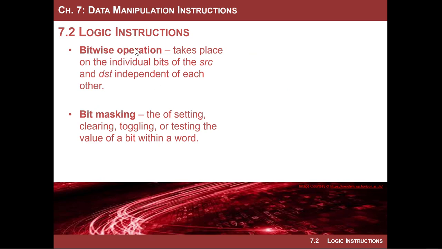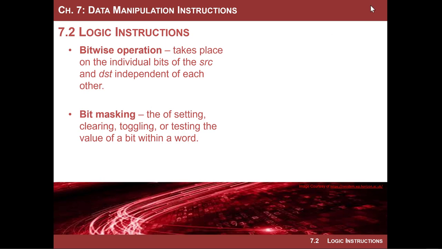That's really important. What bitwise means is if you had, let's say, a 16-bit source and a 16-bit destination, and you did an OR, it would OR each of the individual bits together. So bit position zero ORed with position zero, position one ORed with position one, position seven ORed with position seven. And then the results go back into the destination in that same position. Okay, so let's take a look at how you do these.